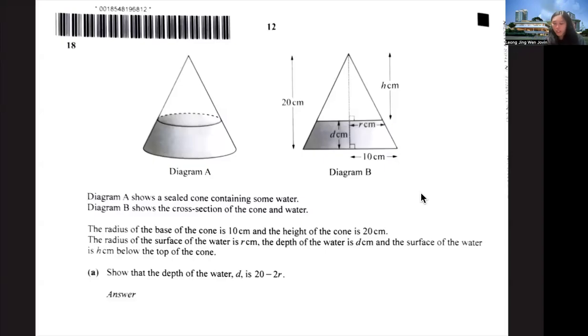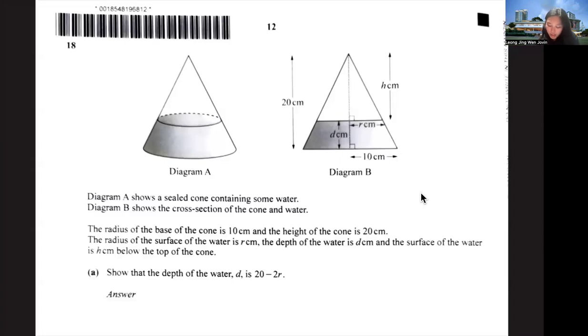Okay, let's look at question 18. So over here you are given two diagrams. Diagram A shows a sealed cone containing some water. Diagram B shows the cross-section of the cone and water. So they are the same cone. It's just that one is like a 3D shape and diagram B is like a 2D cross-section.